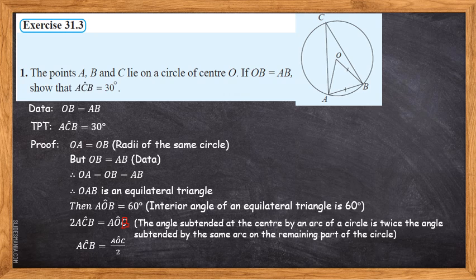Then you can substitute the value of ACB. ACB is half of AOB. That is 30 degrees. Right. Here you have to write AOB. Right. AOC නෙවෙයි AOB කියලා ගන්න. Then let's go to the next question.